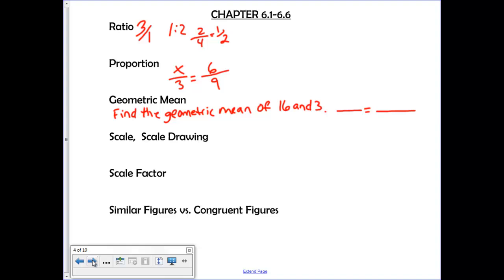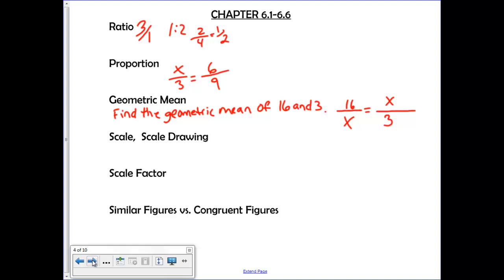So, geometric mean means we're solving for the means. You have your extremes and you have your means. So our x's are on the means. And then you've got your 16 and your 3. How do we solve it?